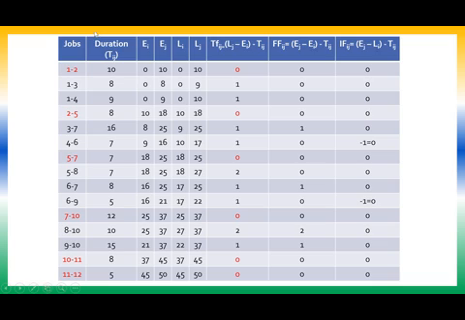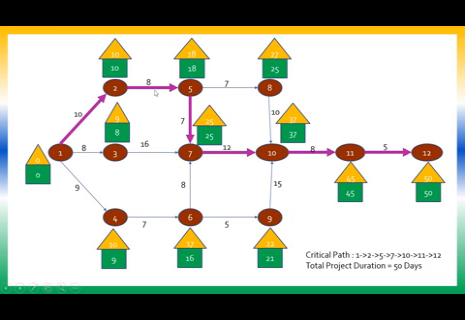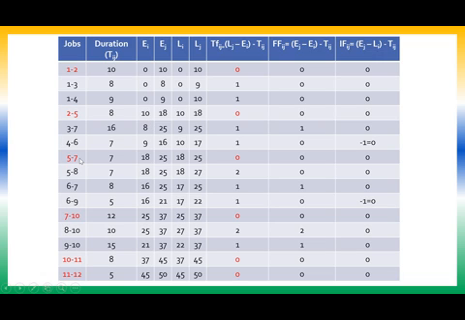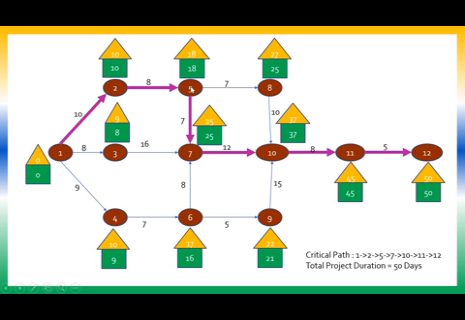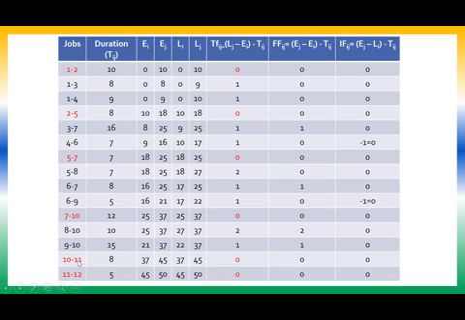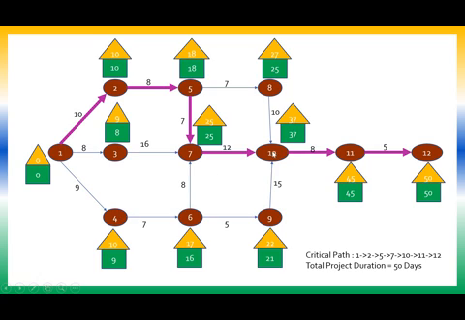Now our next task is whatever jobs we have highlighted here, we are supposed to highlight in the network diagram as well. So whatever network diagram we had drawn, the activities are 1 to 2, 2 to 5. I highlight this path. Then 5 to 7, 7 to 10. Then 10 to 11, 11 to 12.